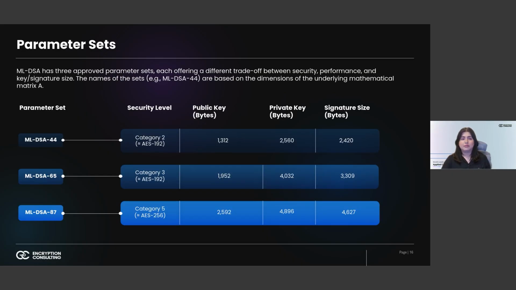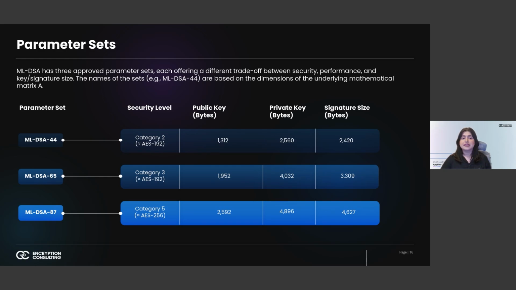Just like ML-KEM, our primary digital signature algorithm ML-DSA comes with three approved parameter sets. This is where we make critical trade-offs between security, speed, and the size of the final signature. The names of these sets, ML-DSA 44, 65, and 87, are actually tied to the underlying dimensions of the math, but for us, they represent clear security levels.